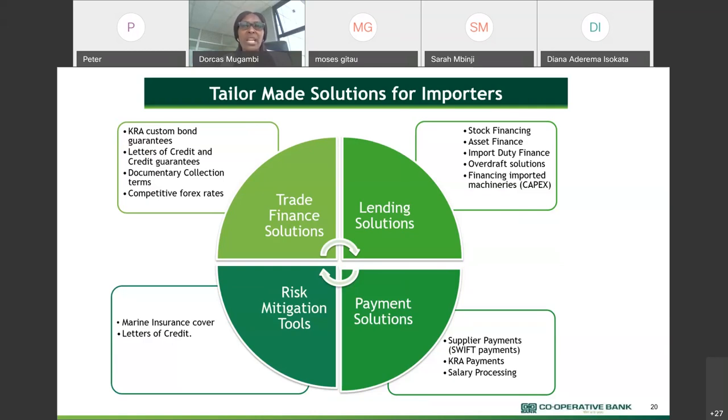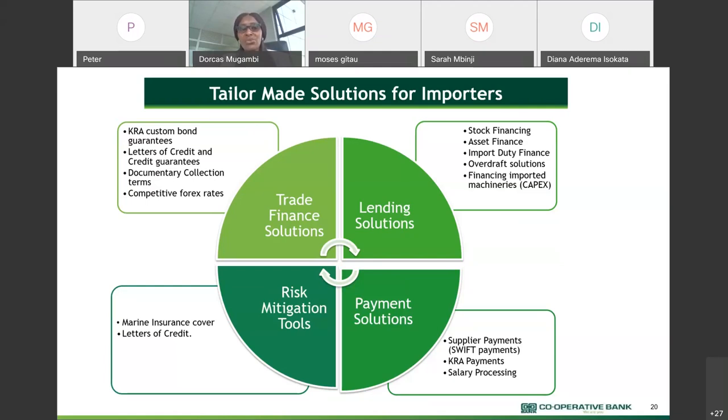We want to facilitate you to be able to bring in that consignment from whichever part of the globe. It could be China, it could be UK, it could be South Africa. We have solutions that will facilitate you do that. The other area that we facilitate also is in the area of people who are already doing exports. People want to export to Tanzania, people want to export to Rwanda, people want to export to China, people want to export their fresh produce or even flowers to the Netherlands. Again, we come in there as a bank.